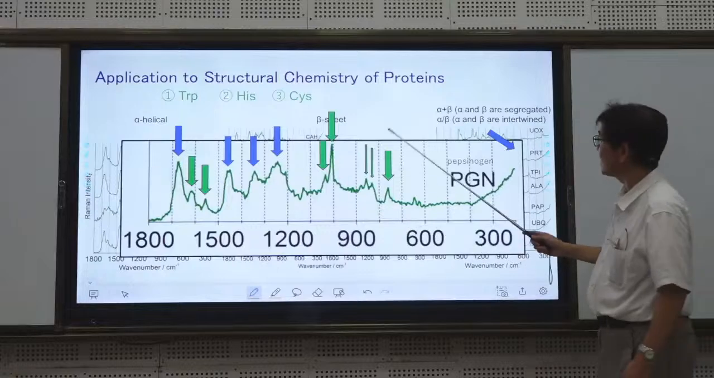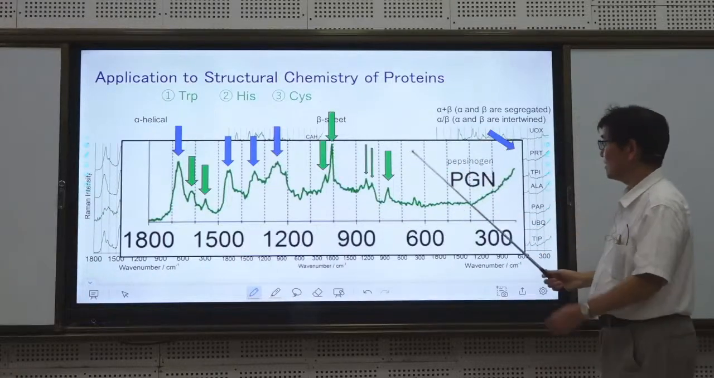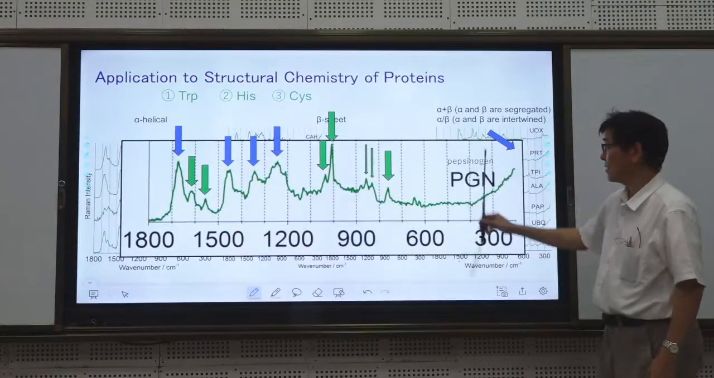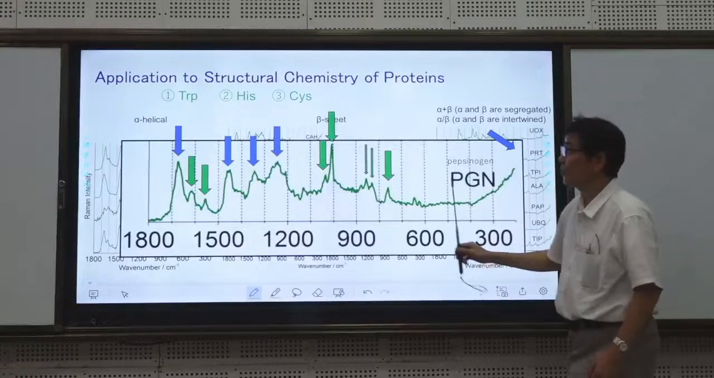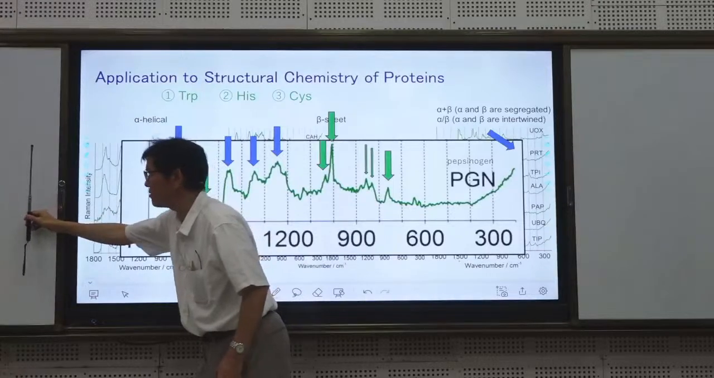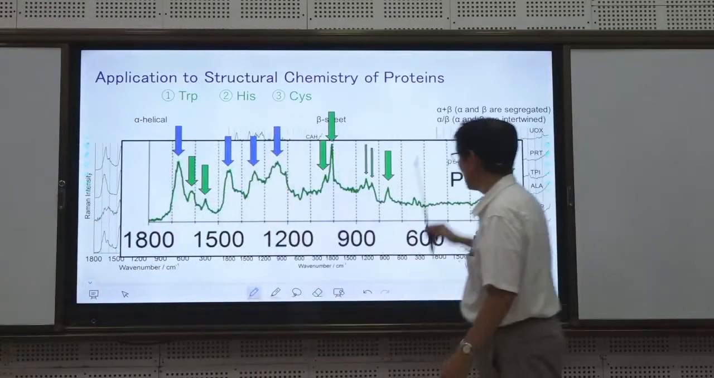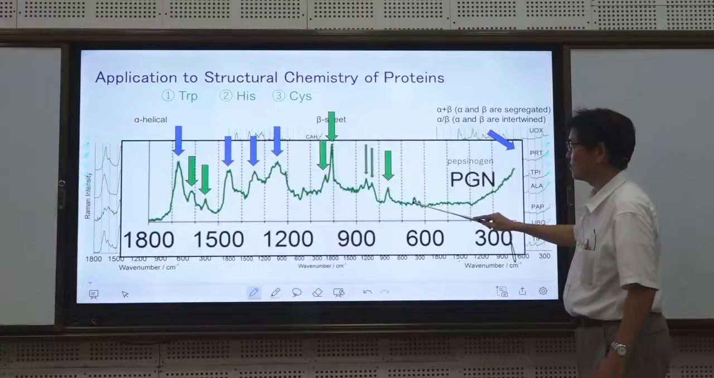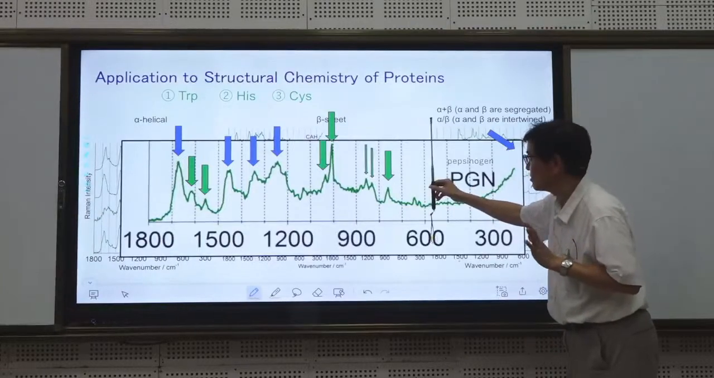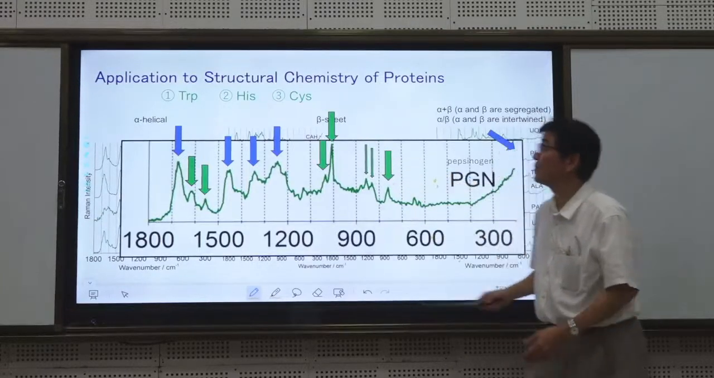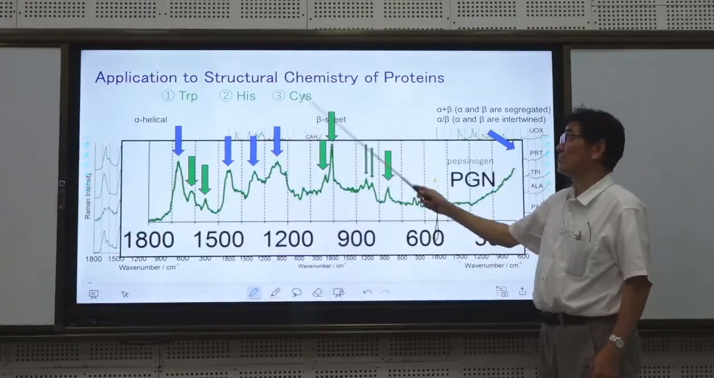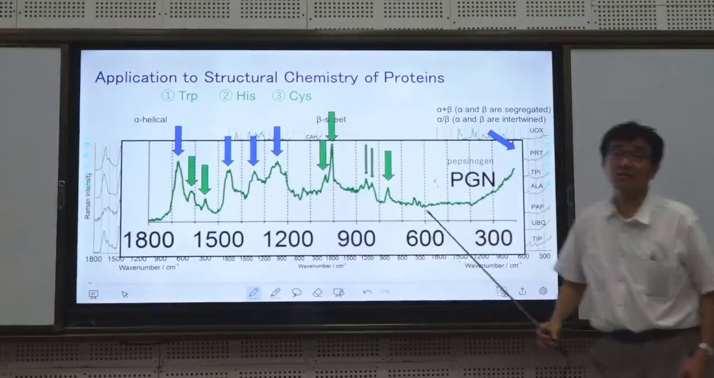One more peak is cysteine. Cysteine gives a peak at 500 wave number when it forms an SS bond, and an SH bond gives a peak at 2500 wave number. And in this region, there is no competing band, so it's relatively easier to detect the band of cysteine. So sometimes Raman spectroscopy is used to discuss the cysteine side chain structure.